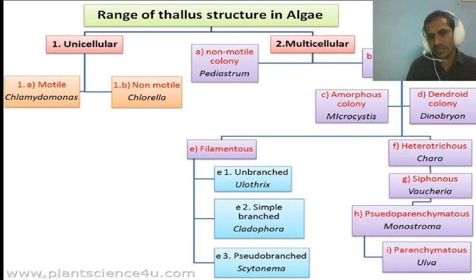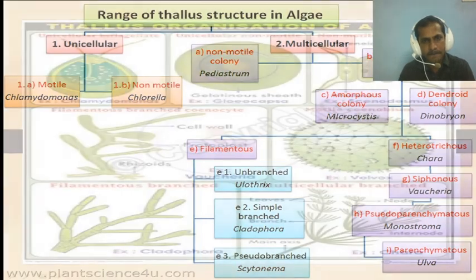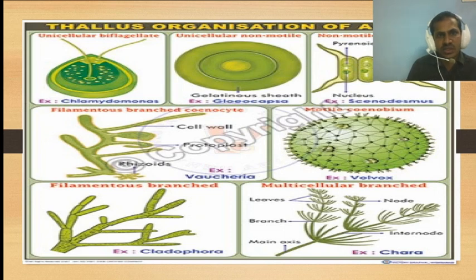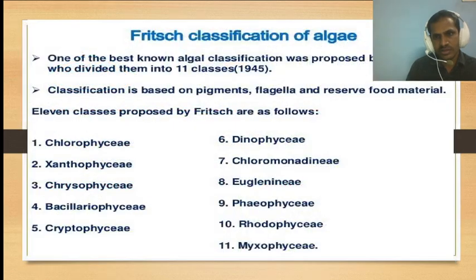The unbranched form is present in Oscillatoria, and Cladophora is a branched form. Pseudoparenchymatous forms include Scytonema. Heterotrichous forms are present in Chara, the siphonaceous form in Vaucheria, pseudoparenchymatous in Monostroma, and parenchymatous in Ulva. So these are the unicellular thallus, non-motile, filamentous, motile, and filamentous branched forms. Thank you.